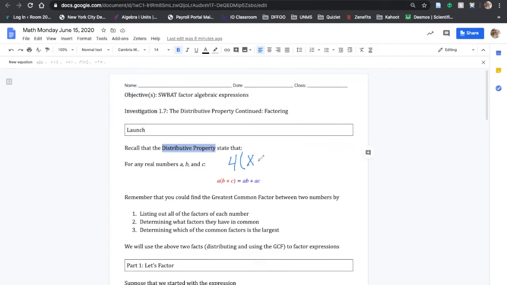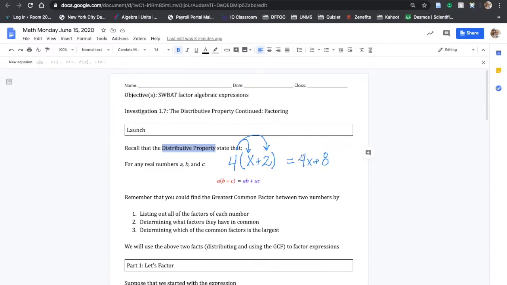So if I had something like this, 4 times x plus 2, and I wanted to rewrite it, I don't know what x is, so the only way that I can proceed with doing something here is by distributing. So let's say 4x plus 4 times 2 is 8. So the distributive property tells us that these two expressions here are equivalent, right?